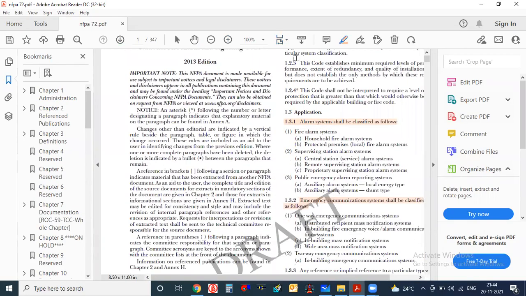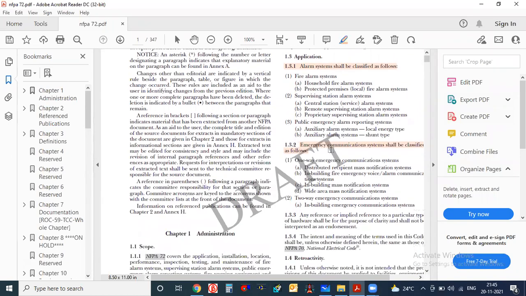Like that, here they have given the first point, the application. Alarm systems shall be classified as follows. Here they have given what are the types of alarm system: household fire alarm system, protected fire alarm system, supervisory station alarm system. Some classification is given. Also the emergency communication system classification is given here: one-way, two-way emergency communication systems.